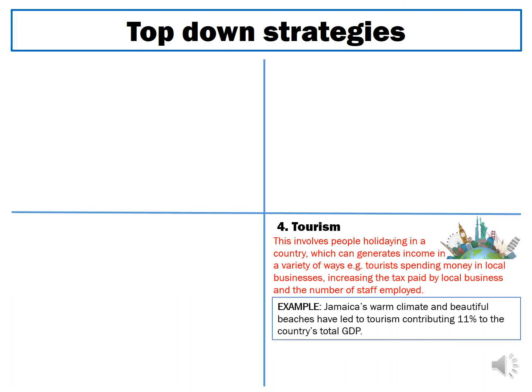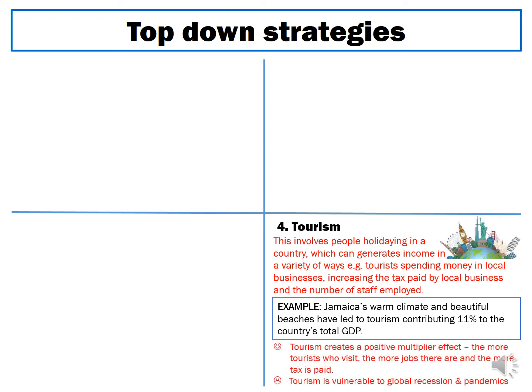An example of a country where tourism has really made an impact is Jamaica. Obviously, Jamaica has a warm climate and it has beautiful beaches, and that's one of the reasons why so many people want to visit it on holiday. Together, that has led to tourism contributing 11% to the country's total GDP. So in other words, tourism alone is making 11% of Jamaica's total wealth.